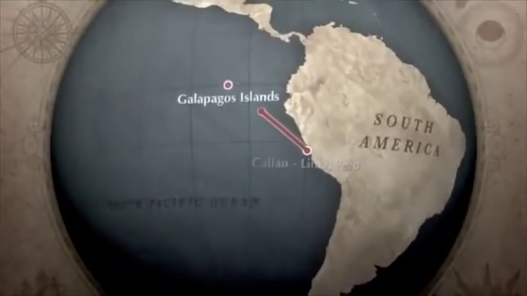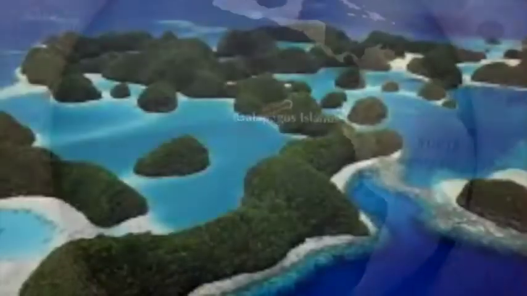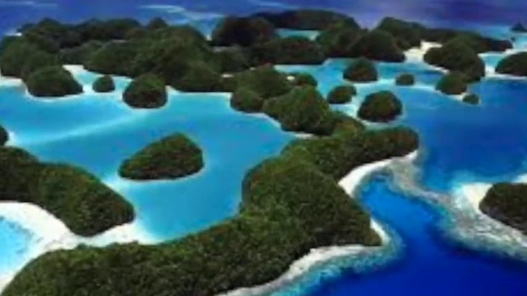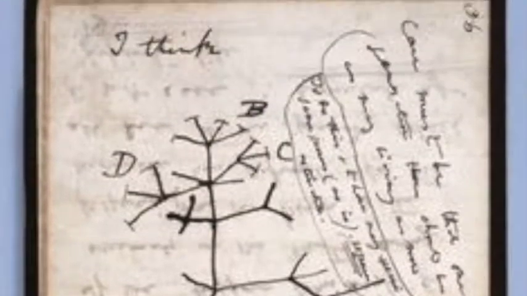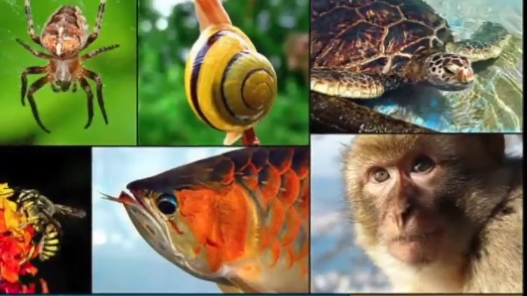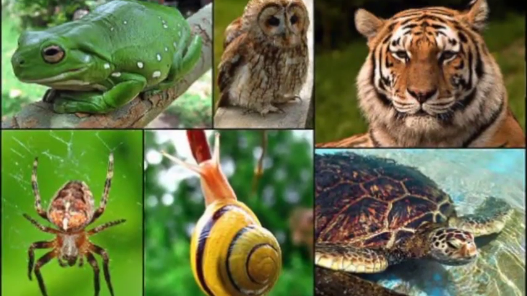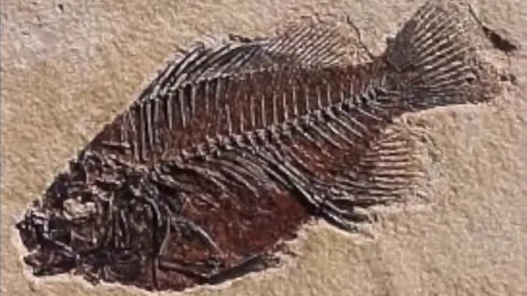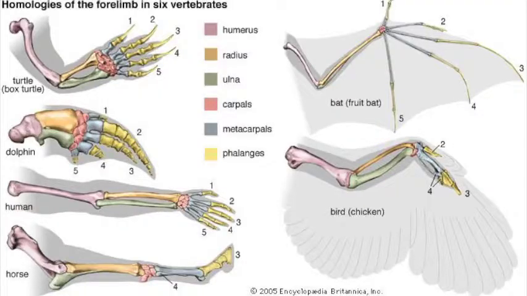Darwin stopped at the Galapagos Islands. While there, he observed many organisms, trying to find relationships between them. These observations include the diversity of organisms, the remains of ancient organisms, and the traits of organisms.